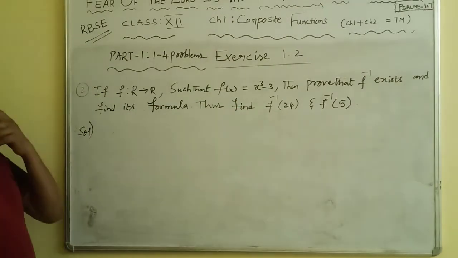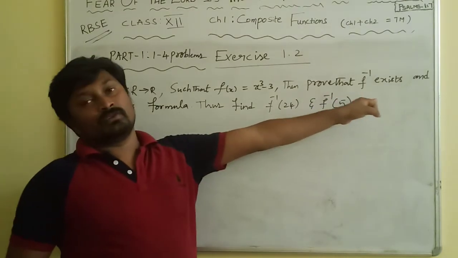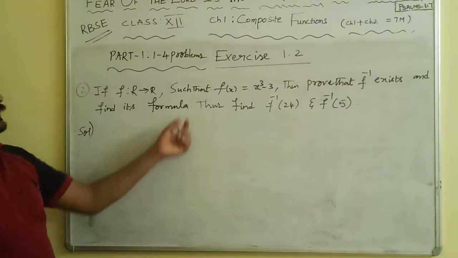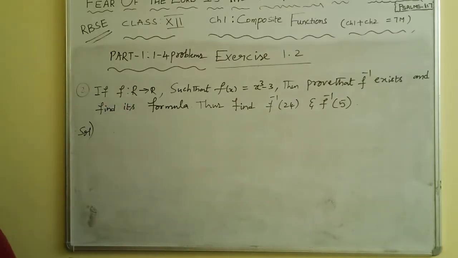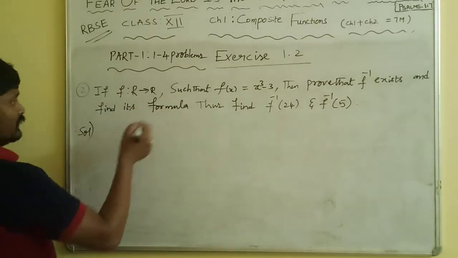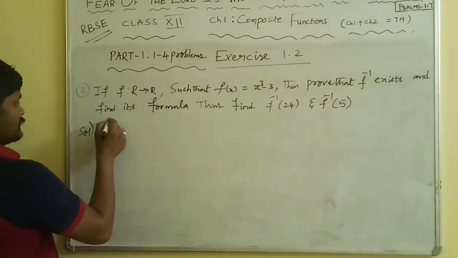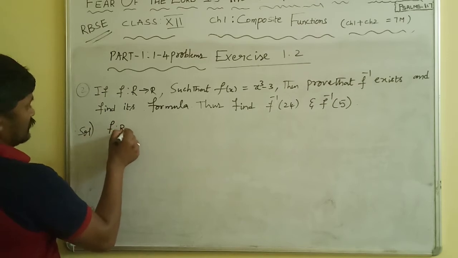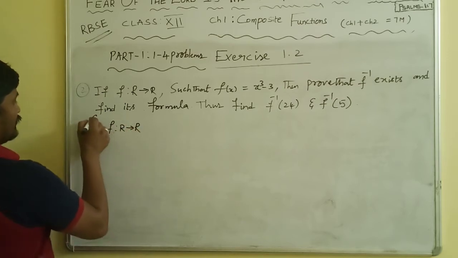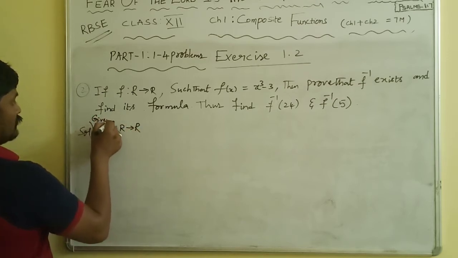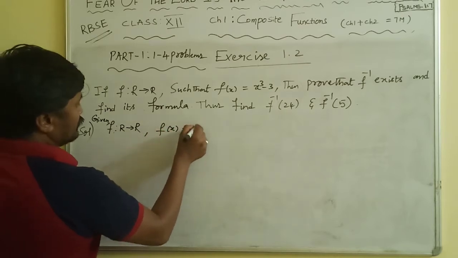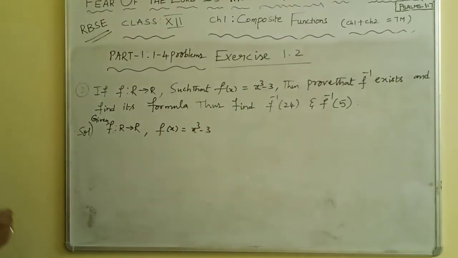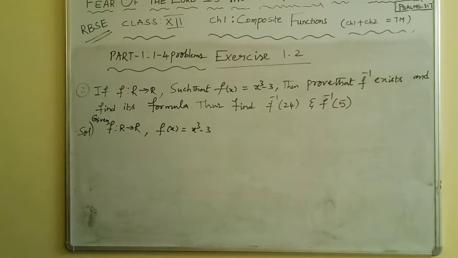You know that if f inverse exists, to prove it, first you need to prove that the function is one-to-one and onto. So how to prove first that the function is one-to-one? Let's write what is given. So f maps R to R, given f of x is equal to x cubed minus 3.